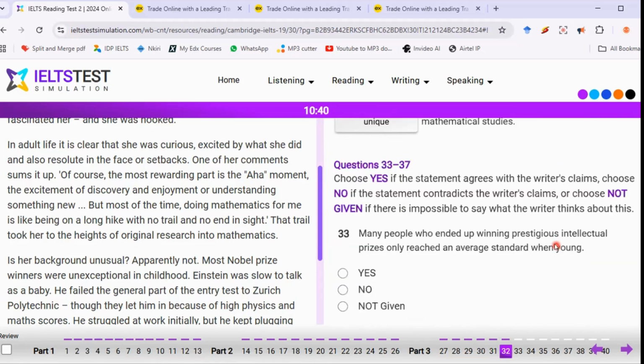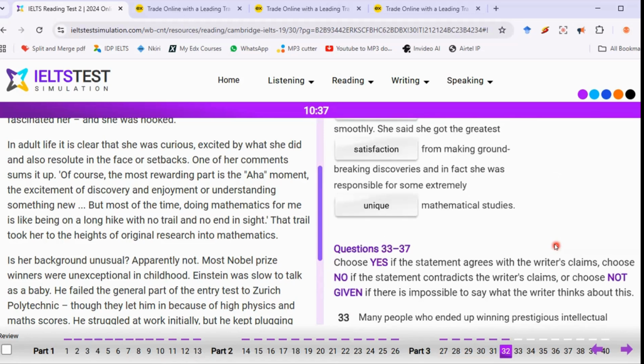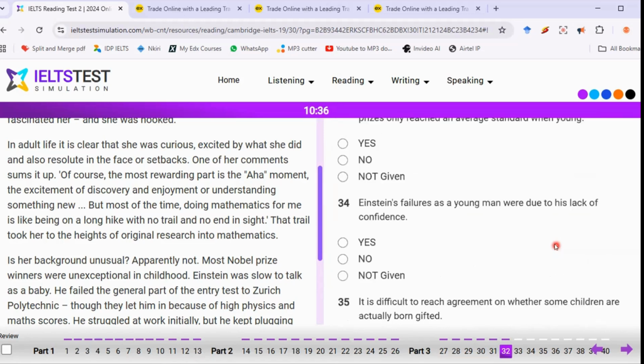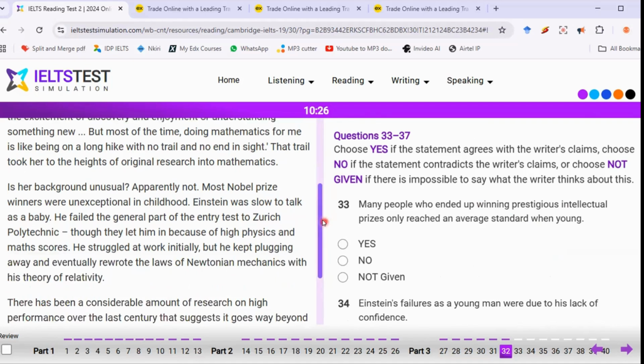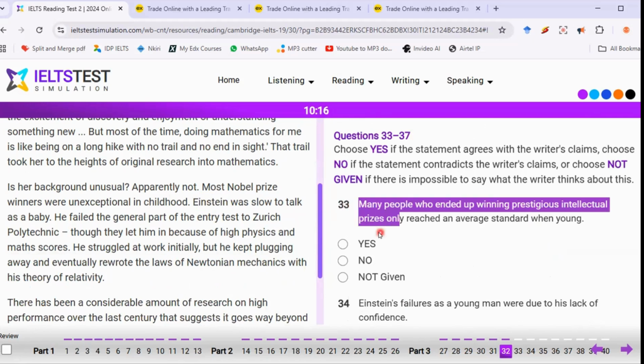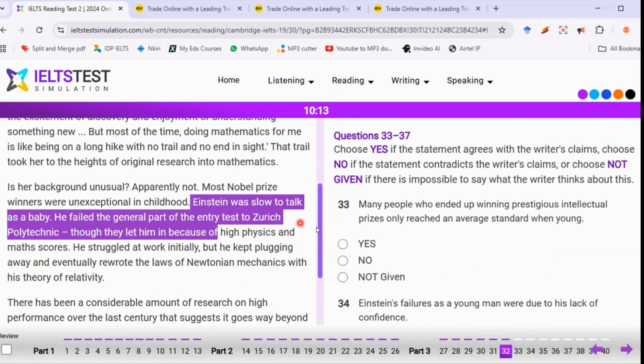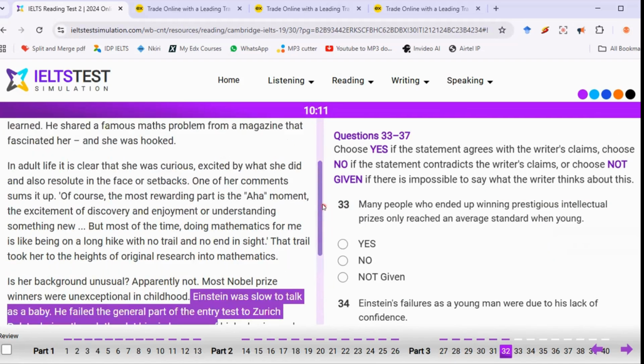I have the yes, no, not given questions left. Number 33: many people who ended up winning prestigious intellectual prizes only reached an average standard when young. Okay, many people. I can see Einstein here. You see this Einstein here? That shows me that the answer to number 33 should have showed up before this particular point in the passage. So let me go back a little bit.